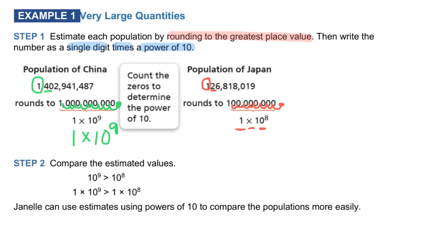Now it's easy for us to compare our estimated values because notice our 1s are the same. So the only difference is our power of 10. And you should know that is 10 times bigger than that one.